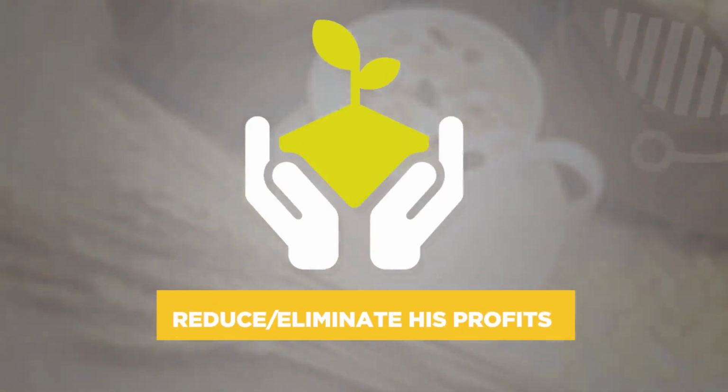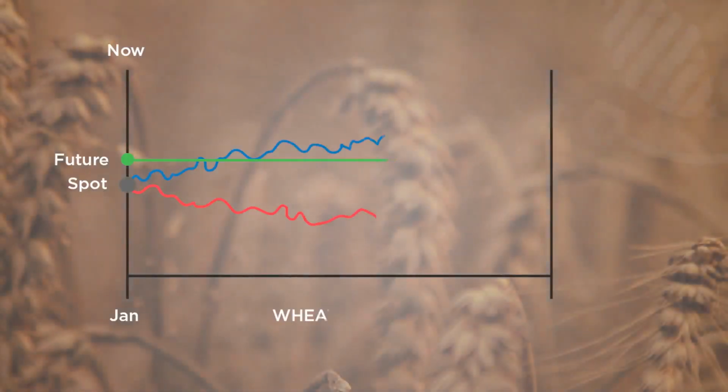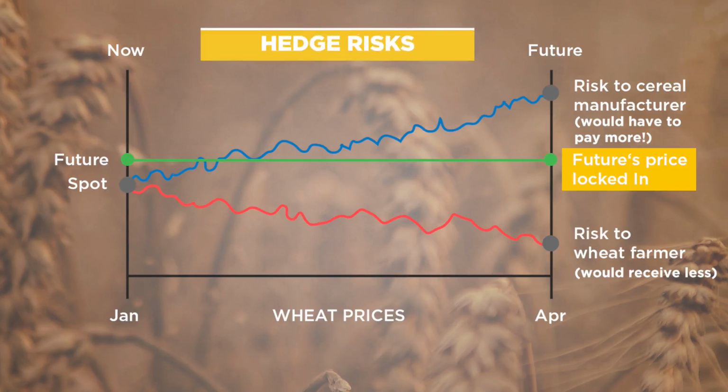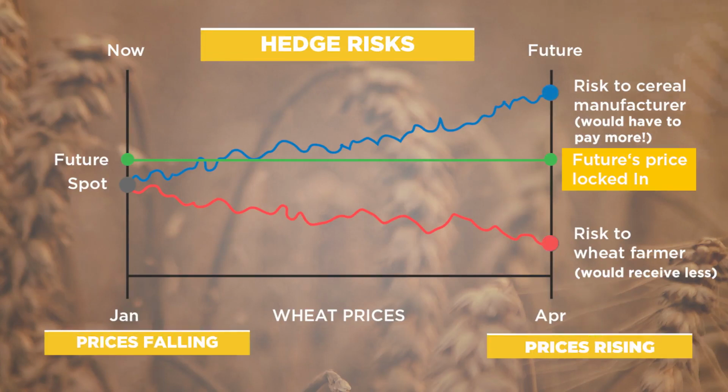Getting the point? See the economic sense for the two parties to enter into a contract today? By locking into a price for future delivery, they have eliminated price uncertainty and can go about managing their respective business operations. Both parties are essentially using this contract to hedge their risks. For one, it is that of prices falling. For the other, it is that of prices rising.